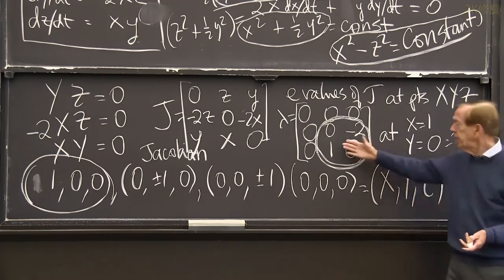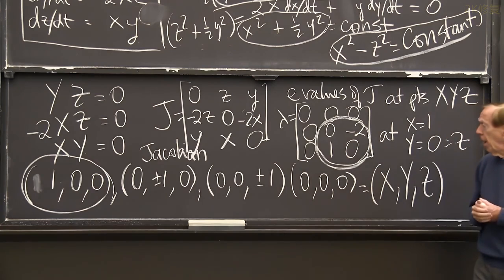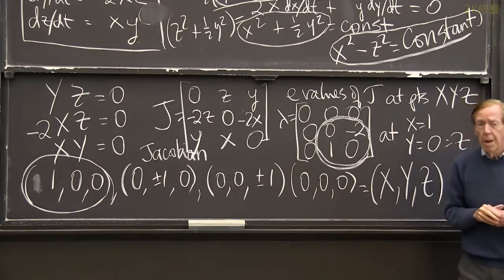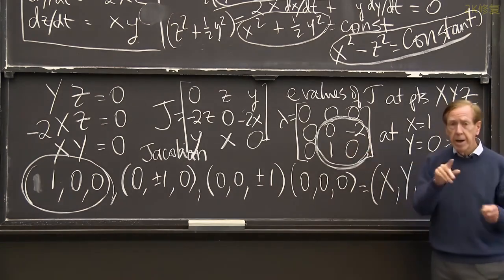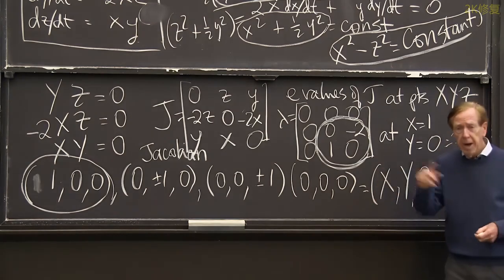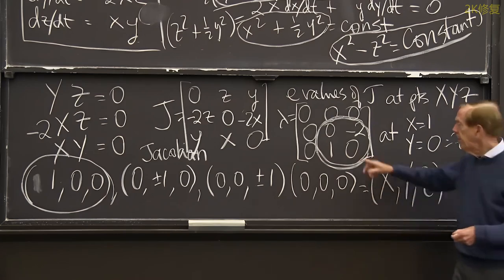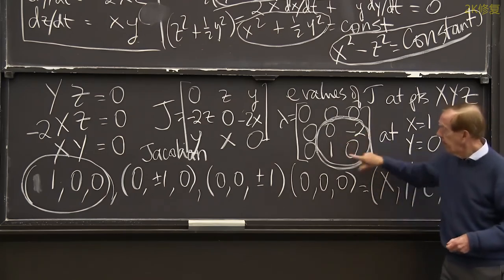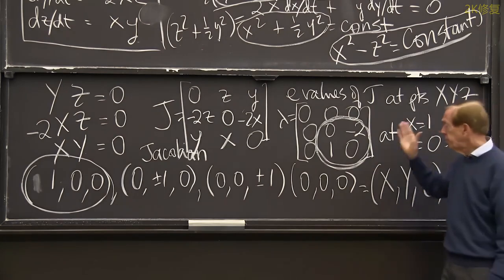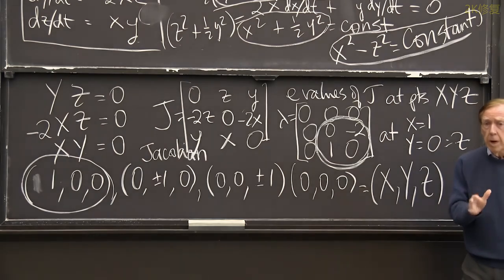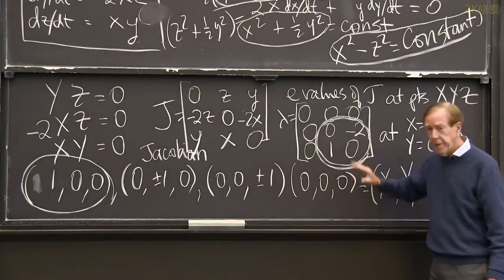Now, this is a 2 by 2 problem. I see the trace is 0. 0 plus 0. My eigenvalues are a plus and minus pair because they add to 0. They multiply to give the determinant. The determinant of that matrix is 2. Okay, so it has a positive determinant.